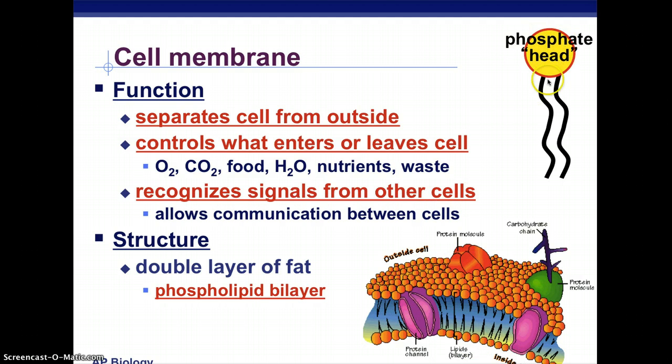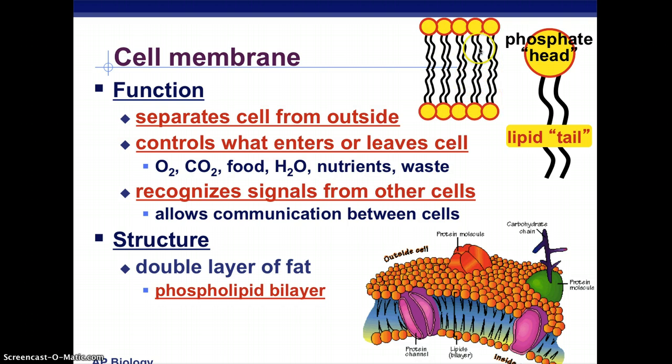Each phospholipid has a phosphate head, which is hydrophilic, and a lipid tail, which is hydrophobic, which we learned about when we talked about lipids. And because of this, they're going to arrange themselves in a specific way with all of the hydrophilic phosphate heads pointing out and all the hydrophobic fat tails pointing in. And we get this lipid bilayer.